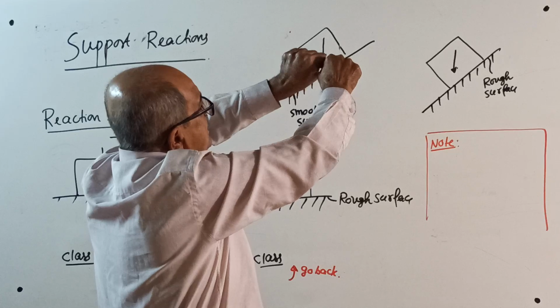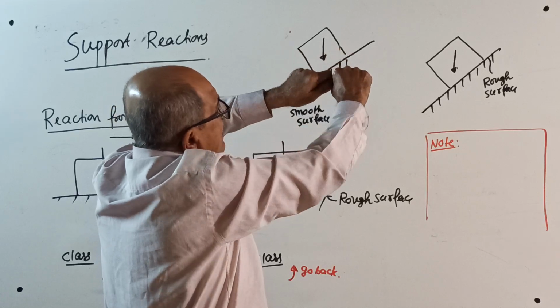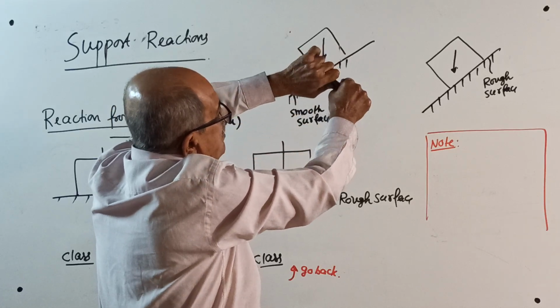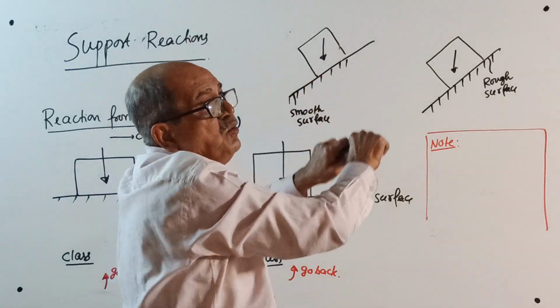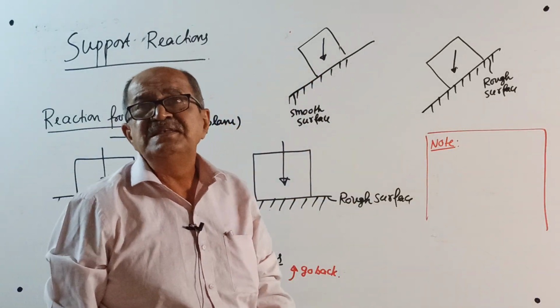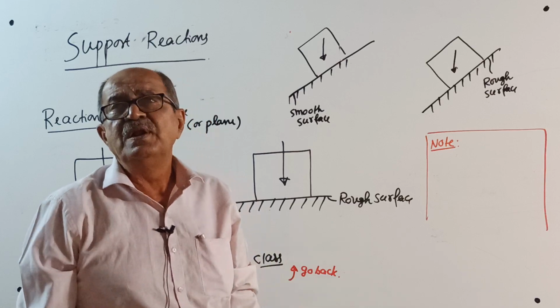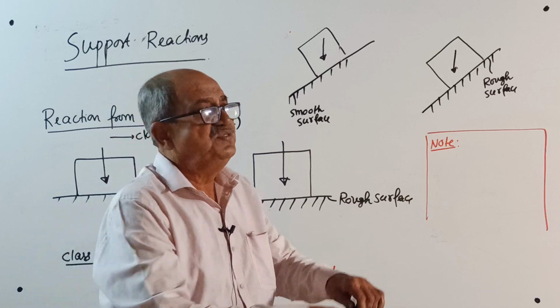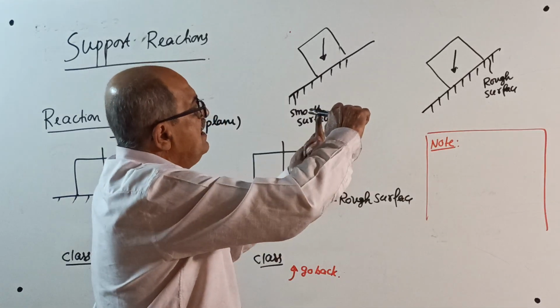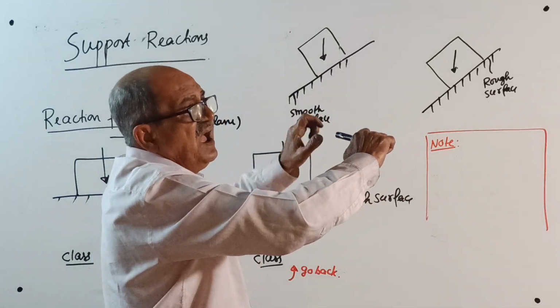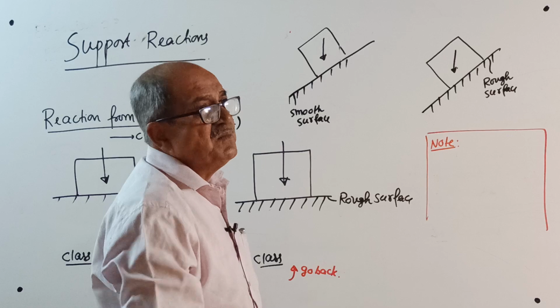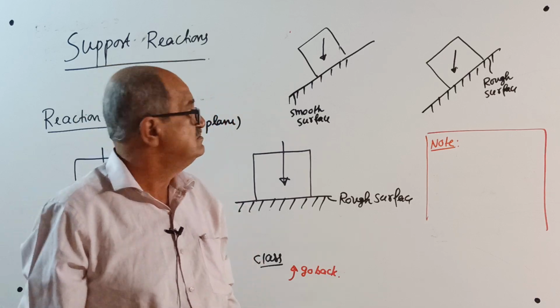Apply a couple. See, the moment you apply a couple here, what will I do? I will do this way. Now, translation is prevented both horizontally and vertically, and even rotation is prevented. So now there will be a vertical reaction, a horizontal reaction, and also a reacting moment. All this I will explain.